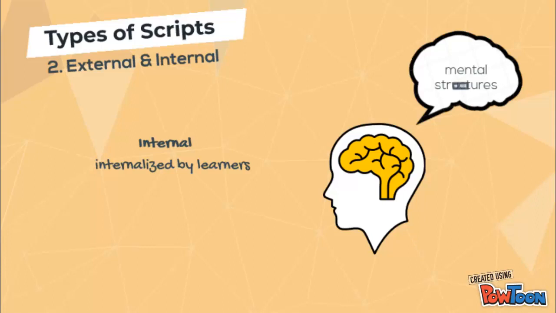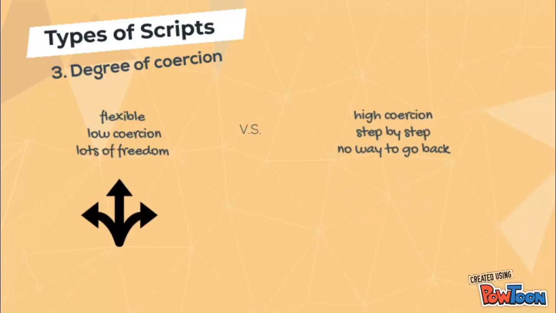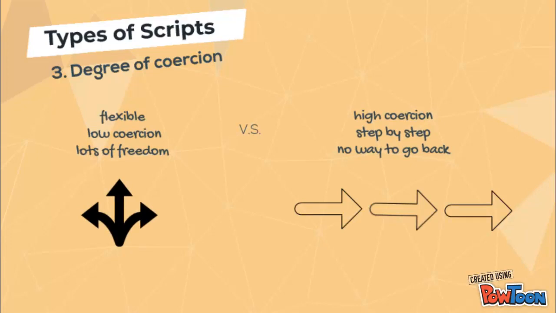It is said that every learner has some forms of internal script, such as turn-taking or sharing roles. Thirdly, degree of cohesion. Cohesion is the degree of freedom that learners have in following a script. It also refers to which extent the actions of the learners are constrained by the script.